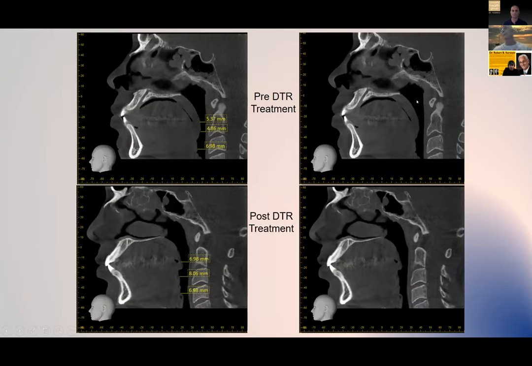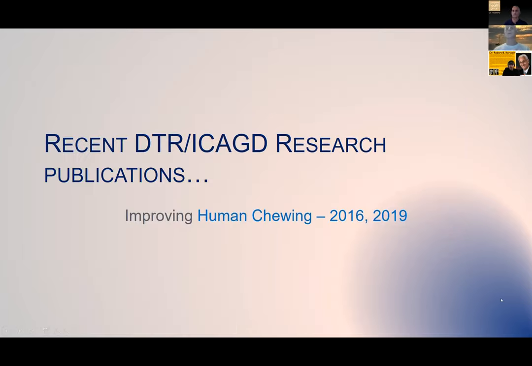Look at the difference between the airways. Look at the constriction. Now look at the opening, although there is an interesting shape here. I'm not sure what that is anatomically. And that's from DTR, relaxing the physiology. Again, no appliance, no pretreatment, no repositioning, no deprogramming. The deprogramming comes from within the central nervous system. That's why we can bypass all that stuff.